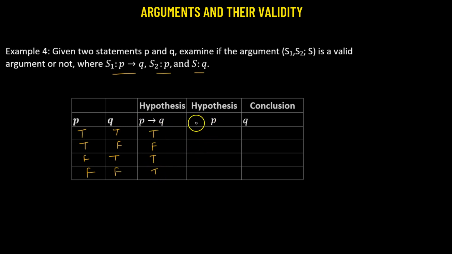Then P, this is statement number 2, which is simply the truth value of P. So that will be true, true, false, false. And the conclusion is given by the truth value of Q. So that will be true, false, true, false.